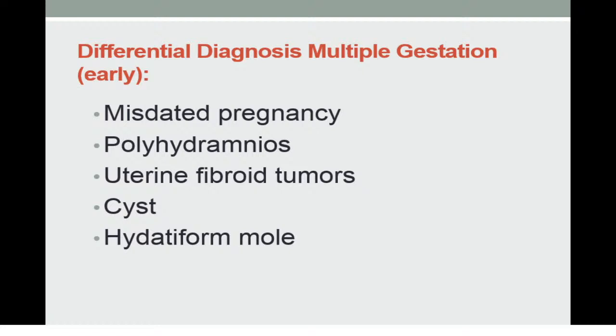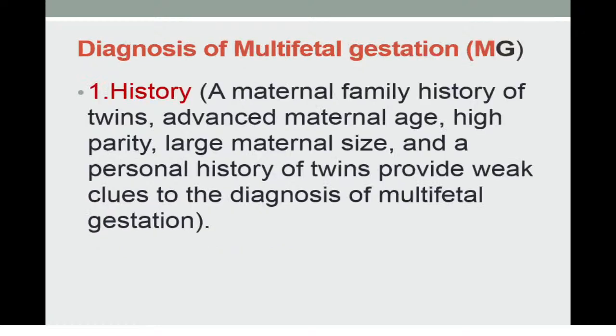Differential diagnosis of multiple gestation: early, misdated pregnancy, polyhydramnios, uterine fibroid tumors, cyst, and hydatidiform mole. When do we have suspicion? So first of all, what should push us to suspect that it is multiple gestation? Non-correspondence of the uterine size to the calculated or expected gestational age. Thus, what are the problems? Maybe misdated pregnancy, maybe polyhydramnios, maybe uterine fibroid tumor, and not only fibroid, by the way, tumor, cyst, and hydatidiform mole.